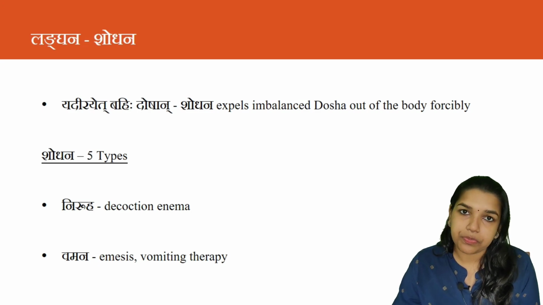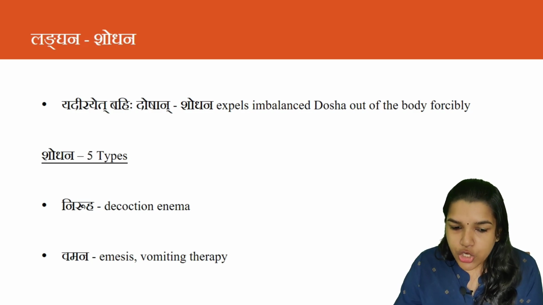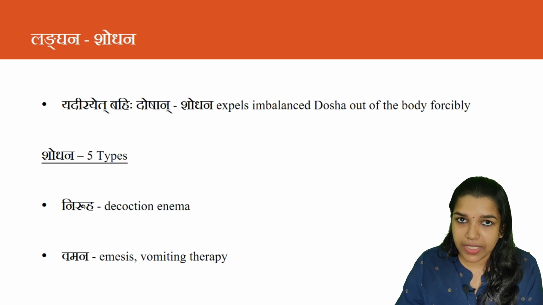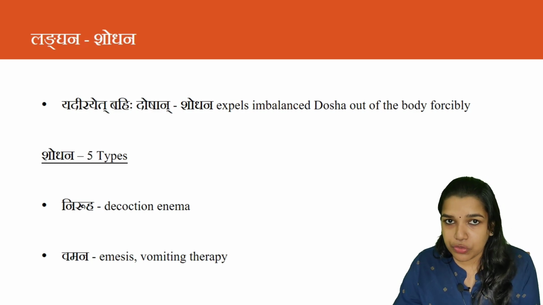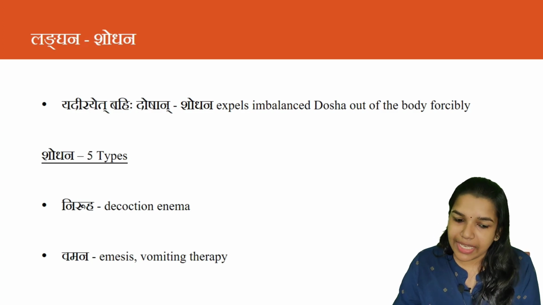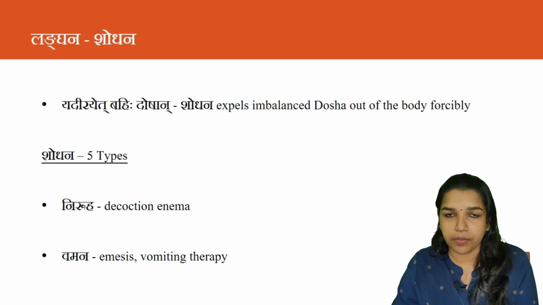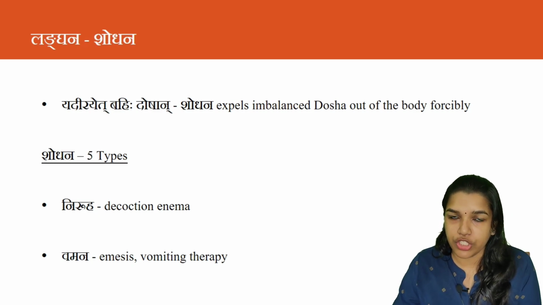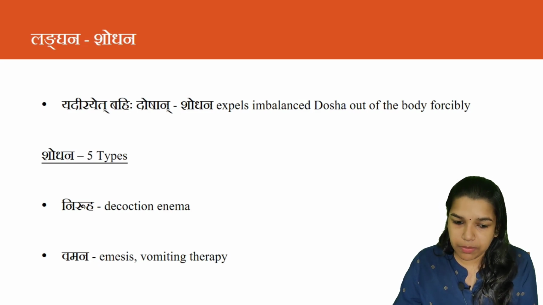Shodhanas we can consider as 5 types, that is panchakarmas or pancha shodhanas. The first one is niruha, that is niruha basti, decoction enema. Bastis are of 2 types, that is asthapana basti and anuvasana basti. Asthapana basti is again called niruha basti, where using the kashaya and other dravyas we are doing the shodhana karma. So niruha basti comes under this shodhana type of langhana.